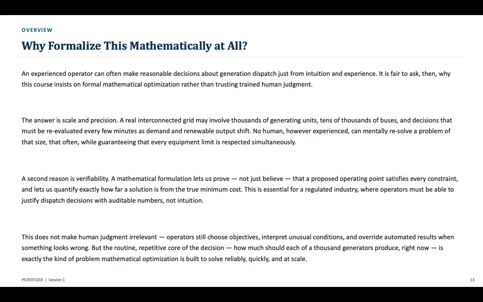This does not make human judgment irrelevant at all. Operators still choose objectives, interpret unusual conditions, and override automated results when something looks wrong. But the routine, repetitive core of the decision, how much should each of the thousand generators produce right now, is exactly the kind of problem mathematical optimization is built to solve reliably, quickly, and at scale.